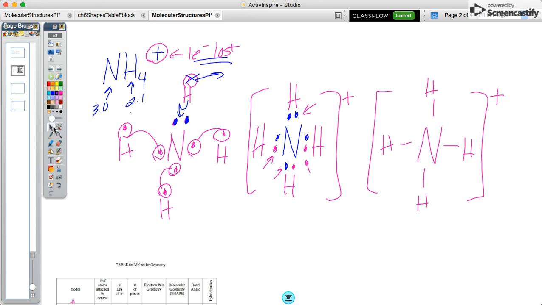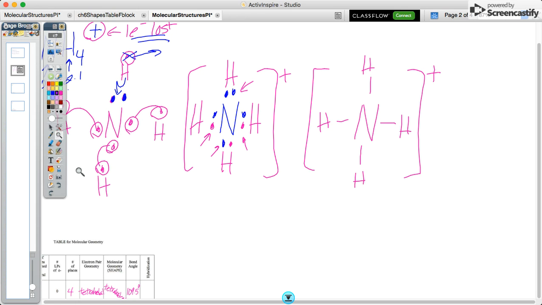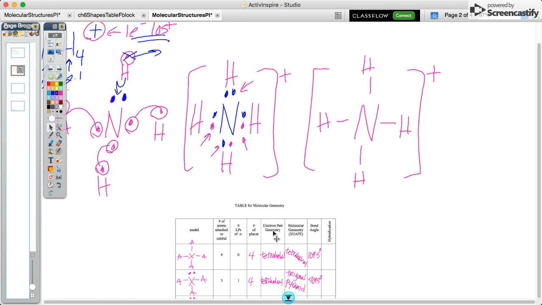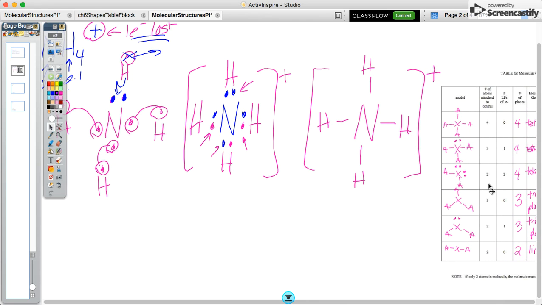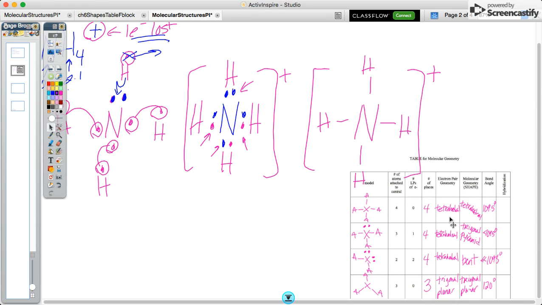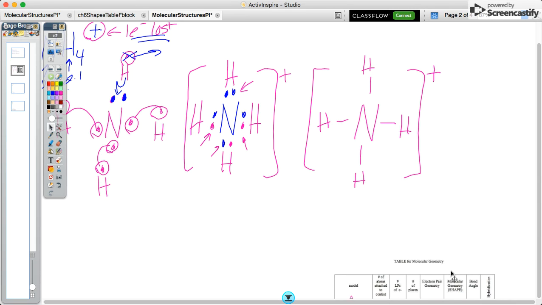If I want to add into this a little bit, I also should consider and think about my structure, and I can see that I have 4 single bonds there. I would indicate this as tetrahedral for its electron pair geometry and tetrahedral for its molecular shape, and I would have bond angles of 109.5.